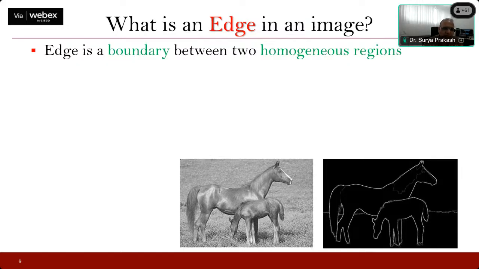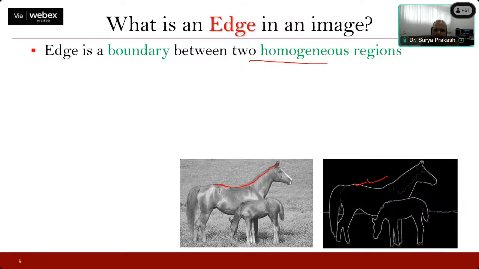Okay. So now let us formally define what is an edge. In very simple terms, we can define an edge as a boundary between two homogeneous regions. Right? So for example, just look at these images. If you just overlap this edge part on this image here, these are the pixels which are defining the edges, right?